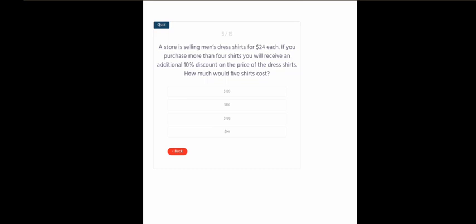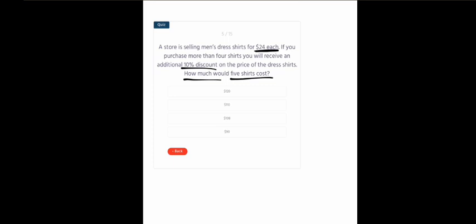Okay, so here it says that the shirts are $24 each. And if you buy 4 or more, you'll get a discount. Now, how much did we buy? 5 shirts, which means we'll get a discount, right? So it wants to know how much would those 5 shirts cost.